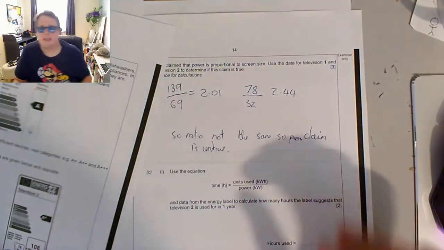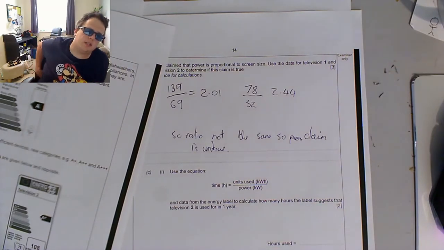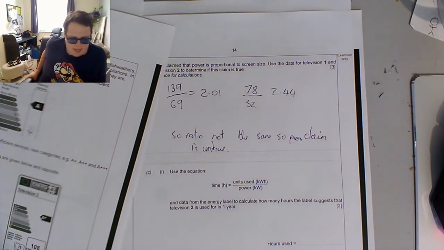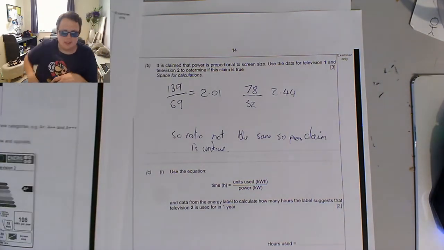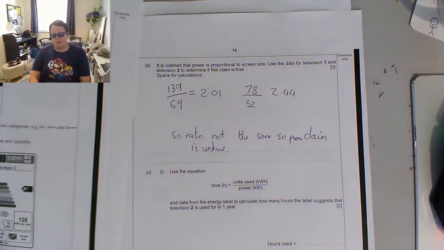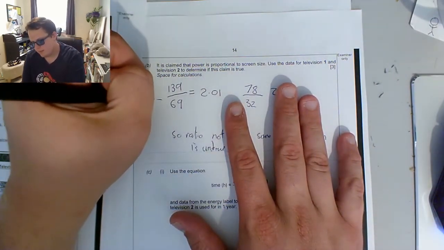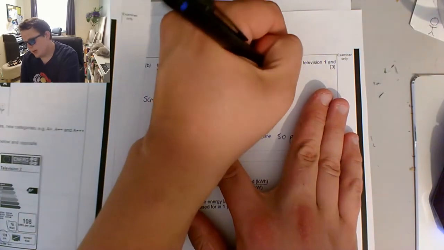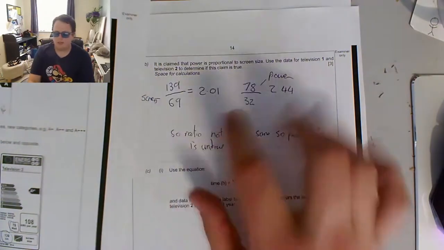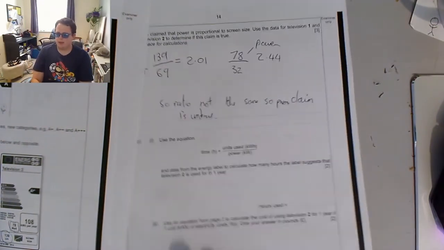Now, if you look in the mark scheme, there's a variety of ways you could do this. You could compare the ratio. You could do the screen size divided by the power for each one. You would see that's not right, and that's probably the only other sensible way of doing it. In this one, this is our screens, this is our power, and if this claim was true, those two numbers would be the same. They'd have the same ratio.